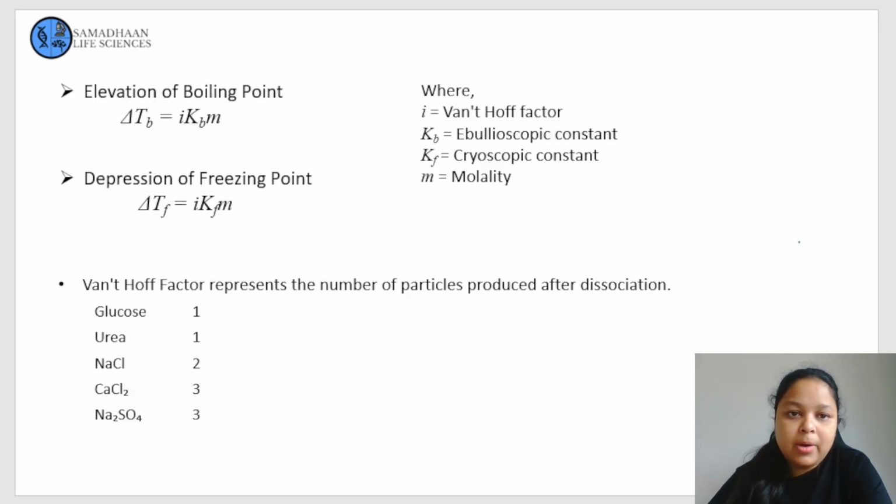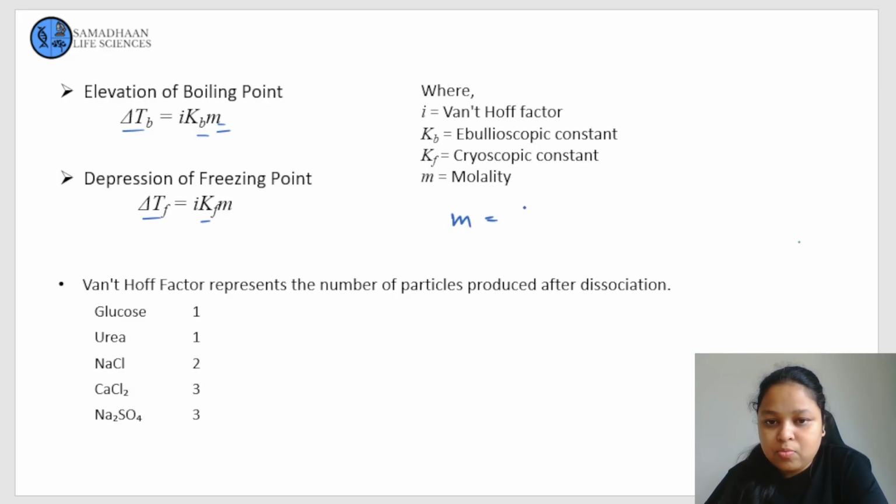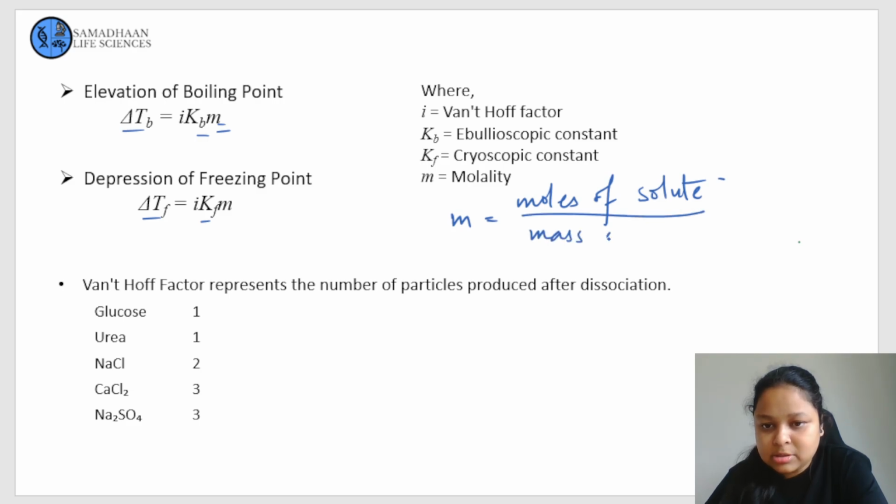Now, you need to remember two very easy similar formulas for this elevation of boiling point and depression of freezing point. Here, this delta TB and delta TF are the changes in boiling point or freezing point. Kb is the ebullioscopic or boiling point constant. Kf is the cryoscopic or freezing point constant. M here is molality. Now don't get confused. This is not molarity. This molality is moles of solute divided by mass of solvent in kg, not liter.